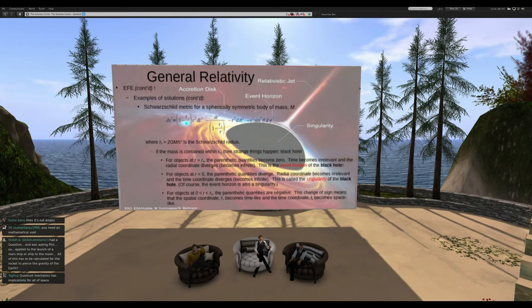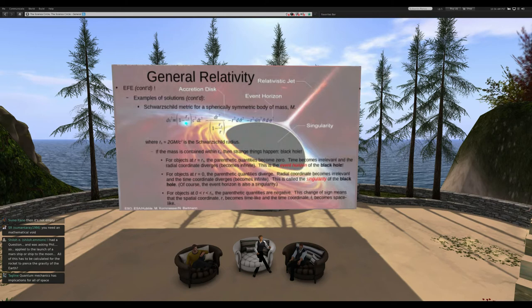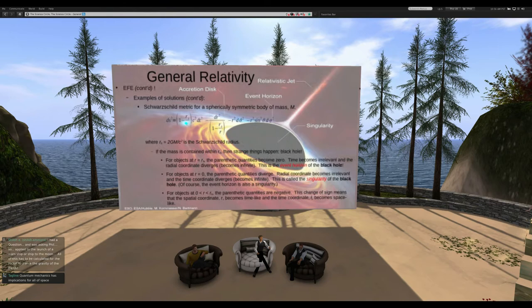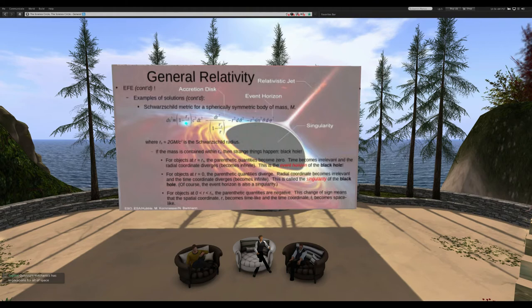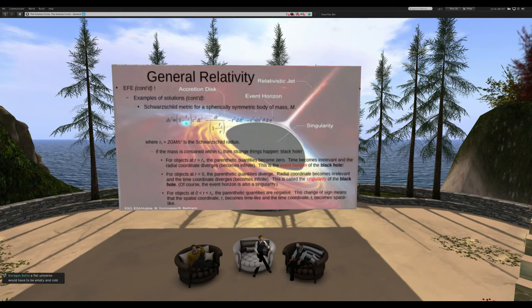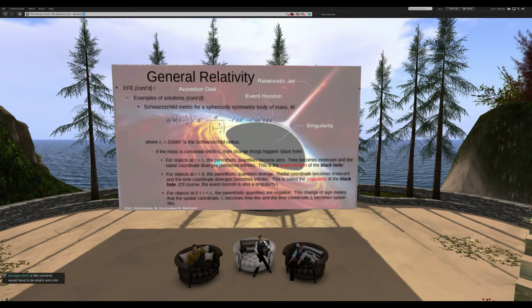Okay, but now what happens when you have R that's close to this RS or less than this RS? What happens to these parenthetic quantities? Well, if R is zero, for example, this thing becomes infinite, and this part goes to zero because one divided by infinity is zero, which is an oversimplified way of looking at things. But also if RS equals R, then this is zero, and this term blows up, becomes infinite.